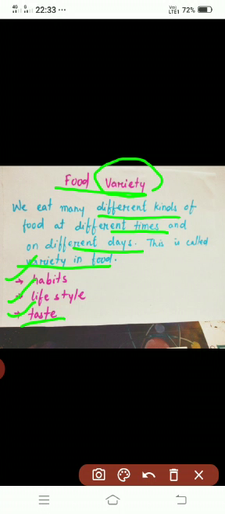Next one, taste. This taste differs from person to person. Suppose today I may like to have something spicy, so I will like to eat pani puri. And if you want to have something sweet, you will like to have rasgulla and whatever sweet items, right?